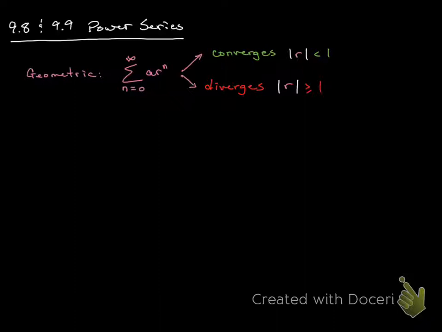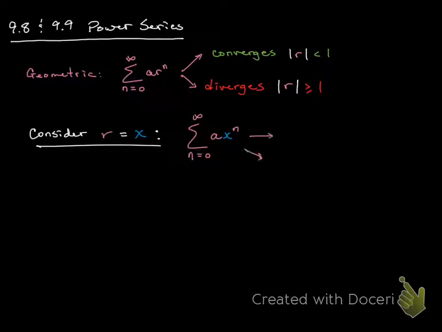Let's consider if r is x. It seems like we're just switching letters here. My geometric series is now a times x to the n, so my common ratio in this case is x. That x we're taking to be a variable instead of a fixed number as we were before. Before we would say r is a half, r is 2/3, and that was a fixed common ratio. Here, we're letting that common ratio be a variable. We're letting it change.